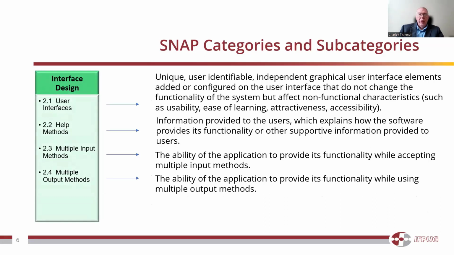Here are the definitions of the subcategories of interface design. As an example, help methods are generally not counted under function points. But many software applications basically have a help manual programmed into them. And they have various different ways of querying the help manual. Building that help manual, writing it, and programming it into the software takes a lot of time and effort that is not counted, or not usually counted, by function points. So that's why it's included in the SNAP methodology.